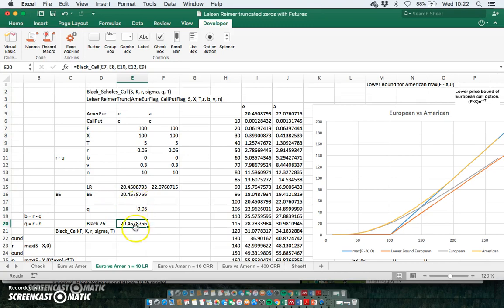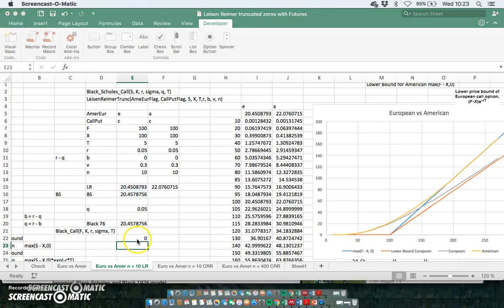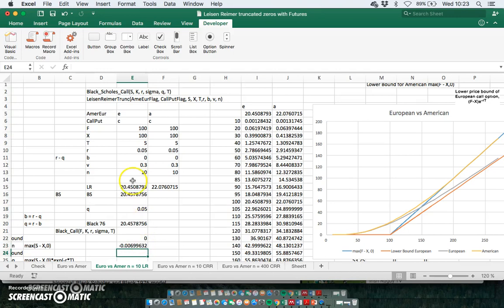We note that if we subtract the difference between those two in this instance, using the same parameter values, the difference would be 0, so we get a value of 0. And if we take the difference between the Black model and Leisen-Reimer, taking this Leisen-Reimer estimate and subtracting away Black 76, which is true, Leisen-Reimer at 10 steps is out by a relatively small amount.